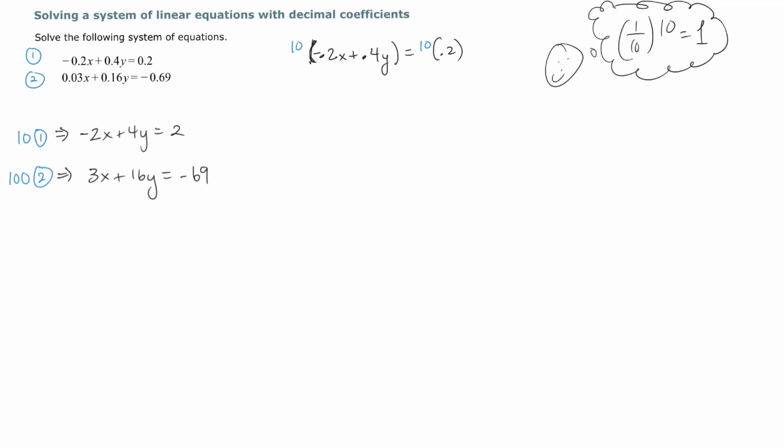Now I tend to like the addition method. I am going to rename these equations. I'm going to call this equation, let's call it equation 5. No, why am I calling it equation 5? Why don't we call it equation 4?